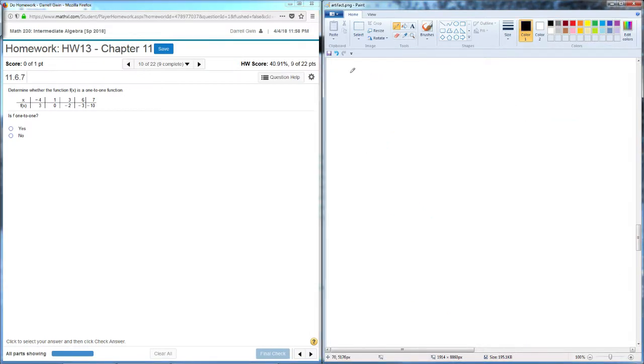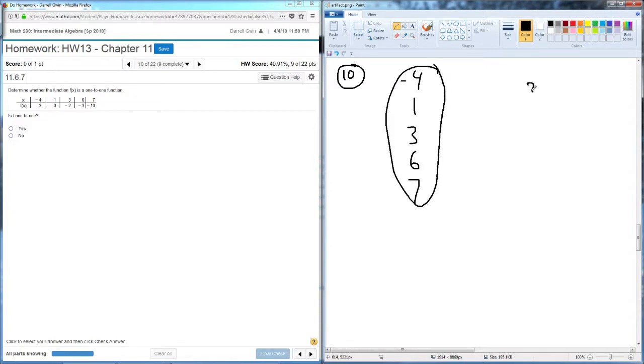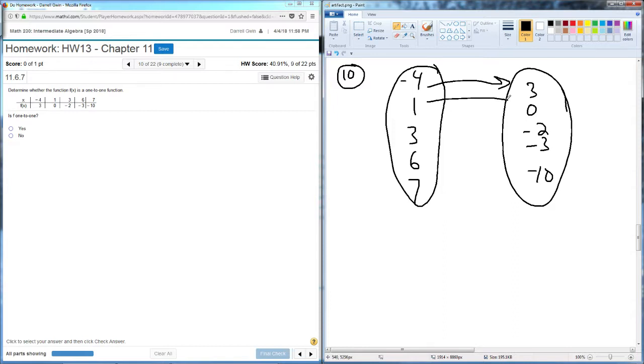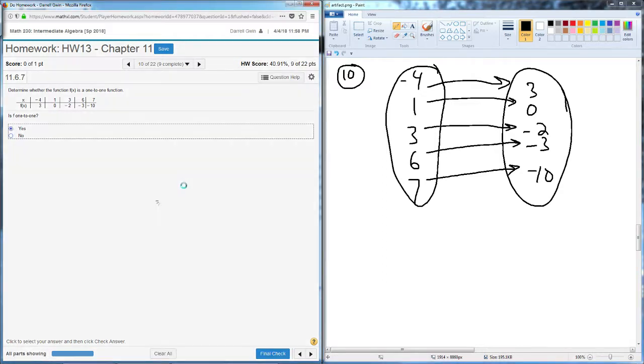Moving on. Number 10. Not even halfway done. Is this a one-to-one function? Okay, so I could draw a picture of it. Negative 4, 1, 3, 6, 7, going to 3, 0, negative 2, negative 3, negative 10. 1 to 1, 1 to 1, 1 to 1, 1 to 1, and 1 to 1. It is definitely a one-to-one function. Nice work.